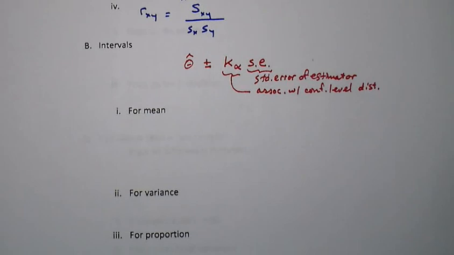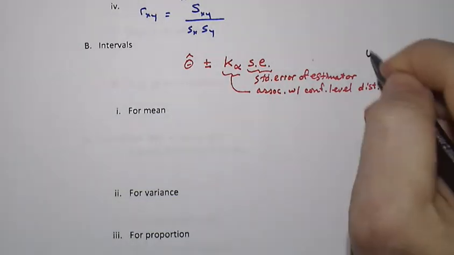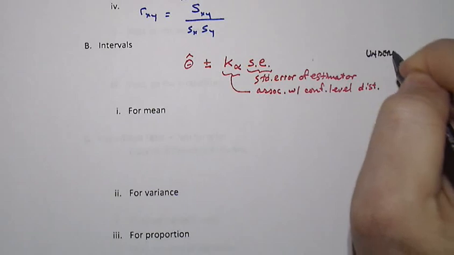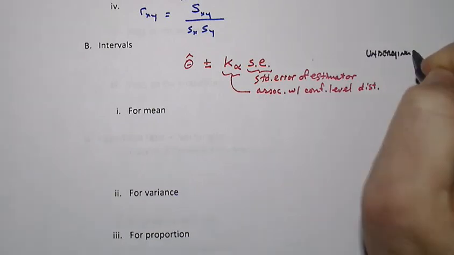So, for instance, a confidence interval for the true mean, and remember, another aspect of this is that the underlying distribution is normal.